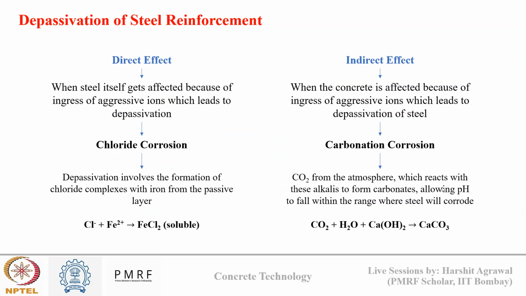Now, in terms of depassivation of steel reinforcement, we talked about direct and indirect effect. Direct effect means when the aggressive ions directly affect the steel and not concrete, which is the case of chloride induced corrosion. And indirect effect means when aggressive ions affect the concrete and then the effect on concrete causes depassivation of steel, which is the case of carbonation corrosion.